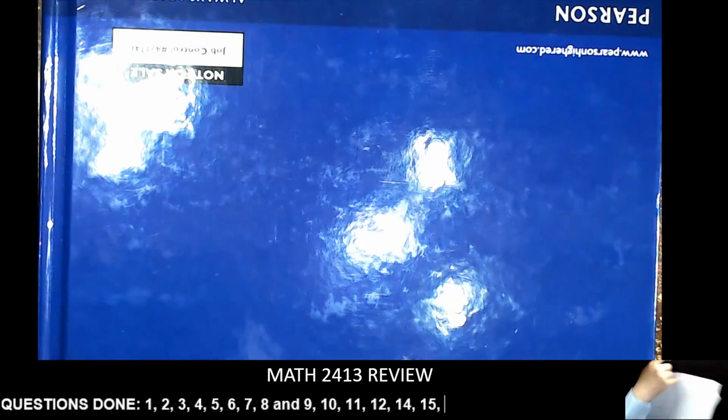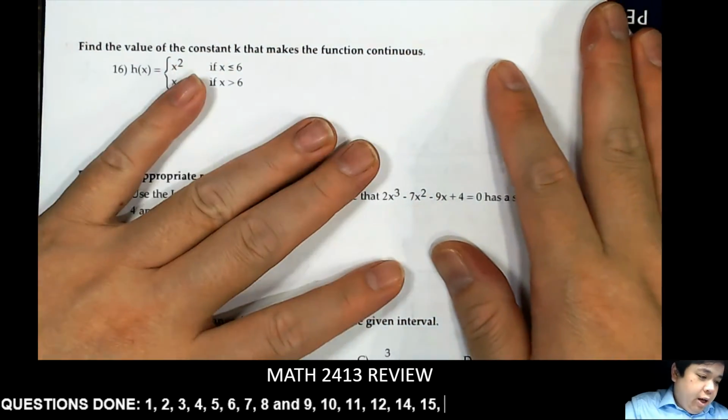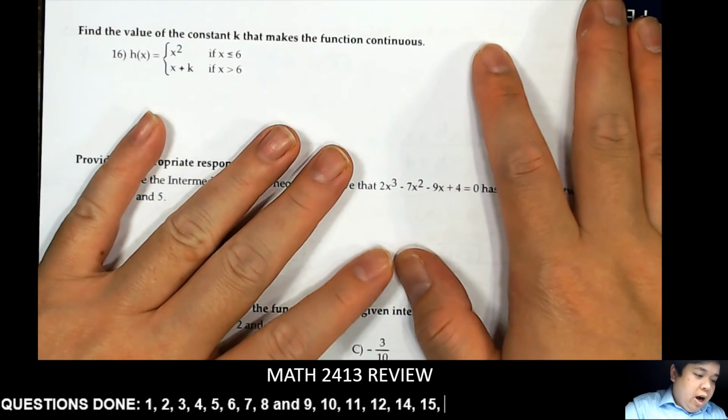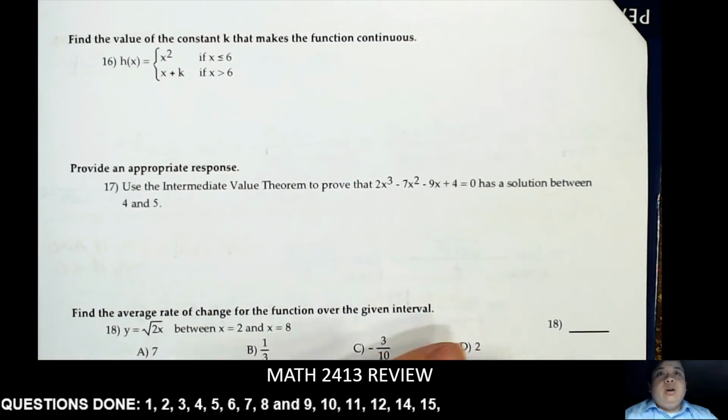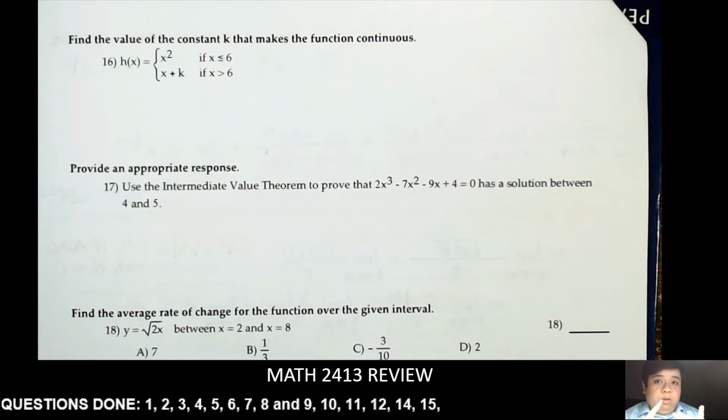Right. Next, find the values of k that make the function continuous. So continuous requires three things. The limit exists, the function is defined, and they have to be equal. So those three things. But first, the limit has to exist, meaning that for the piecewise function we have one side and the other side, they have to come to the same point.